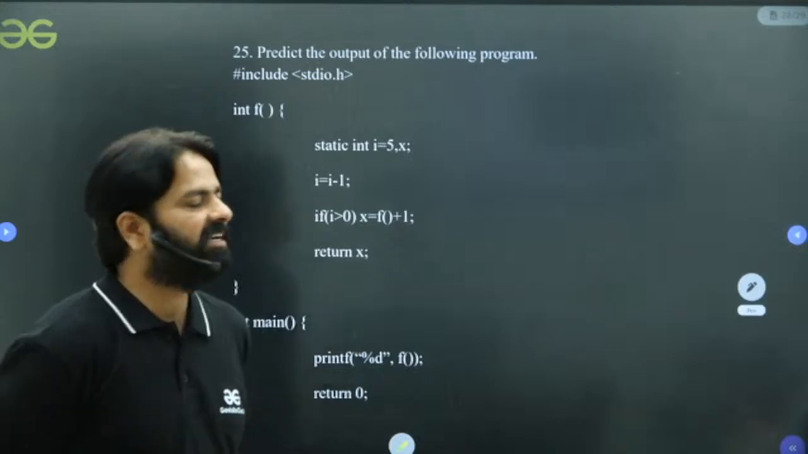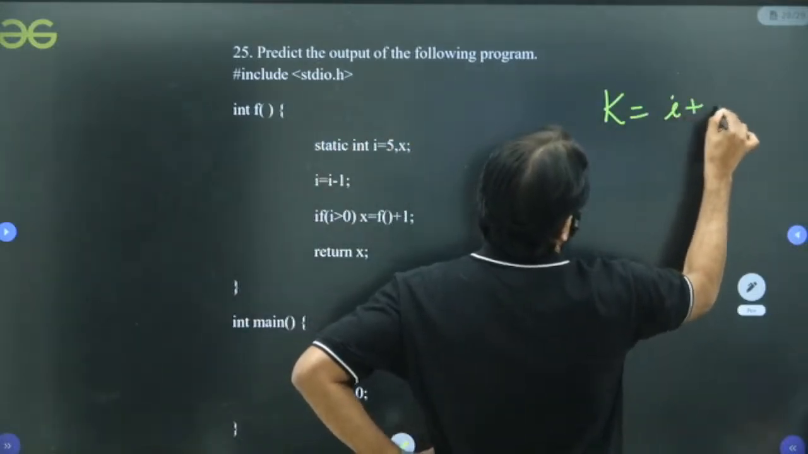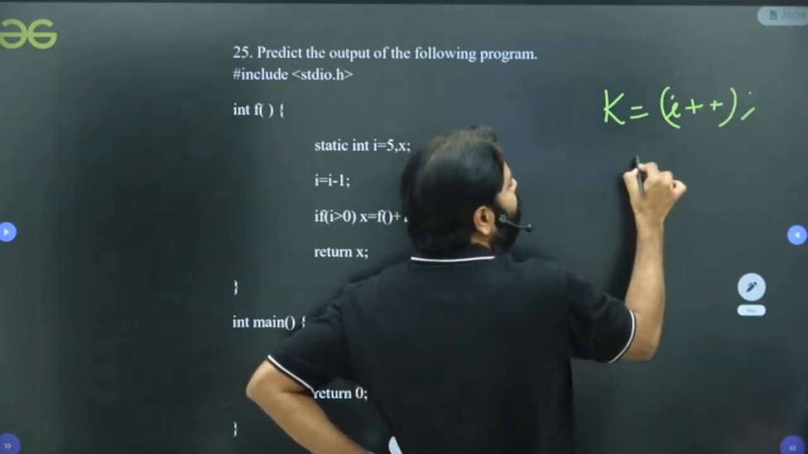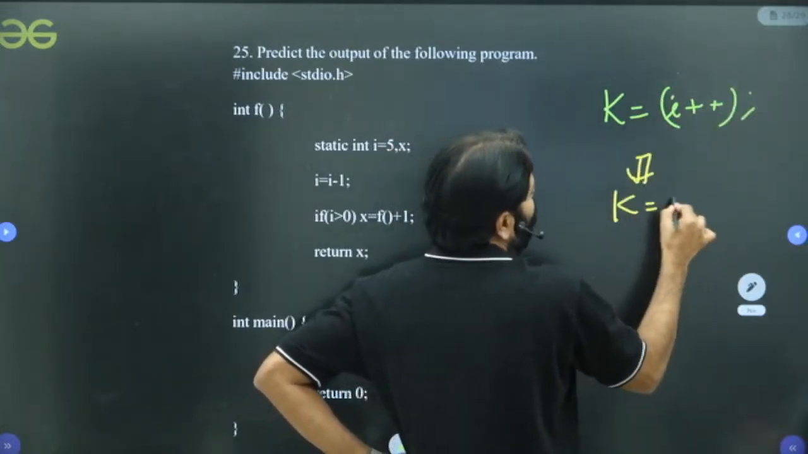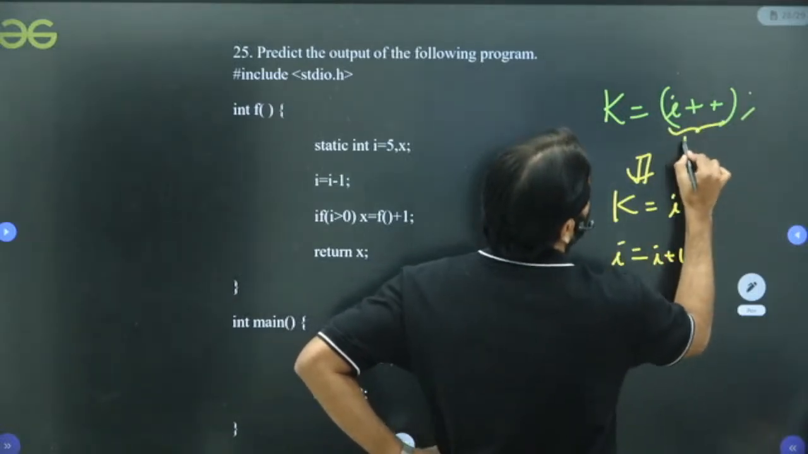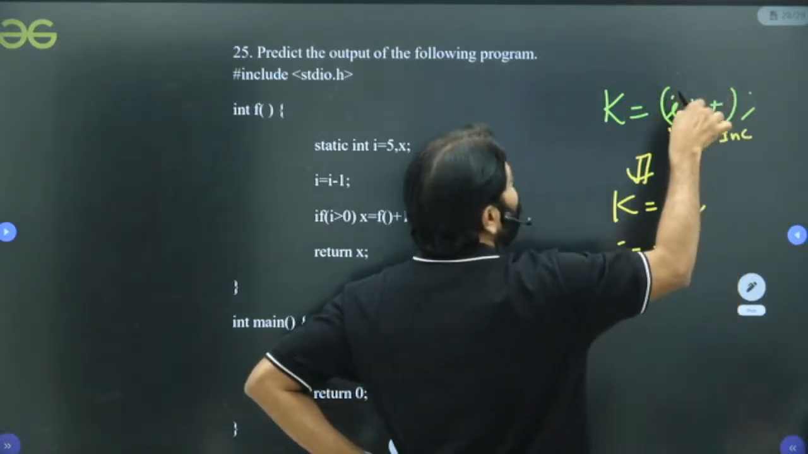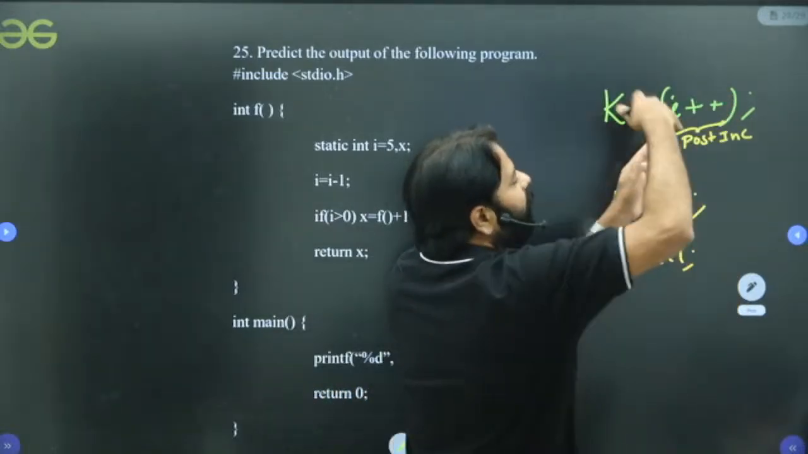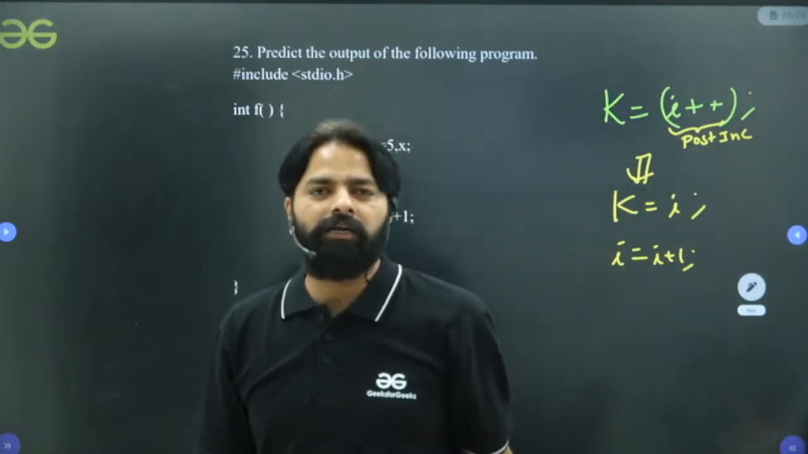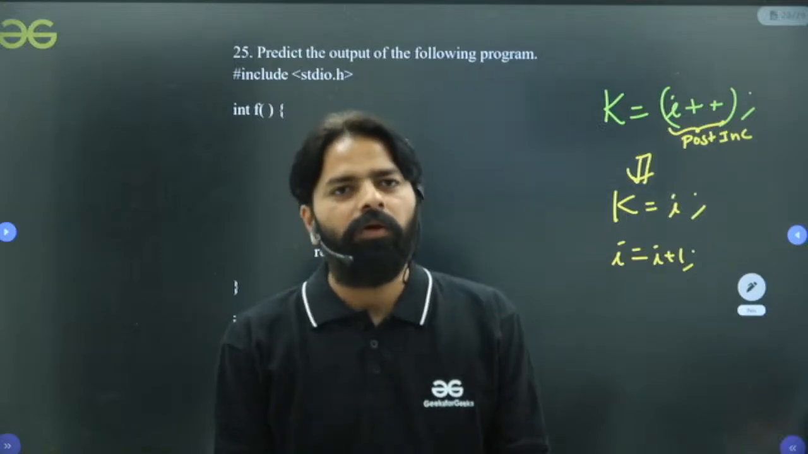No, never. How many of you understood k = i++? Even though the bracket is first, it will not increment. It means k = i, then i = i + 1, because it is the post increment. Post increment means increment later. The definition of post increment is assign i, then increment later. The definition of post increment should never be misunderstood. It has the highest precedence, but the increment will not happen now.